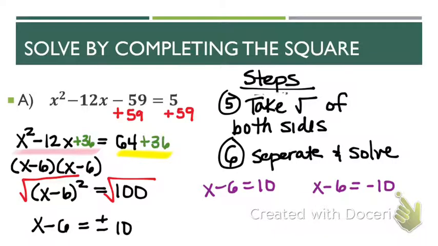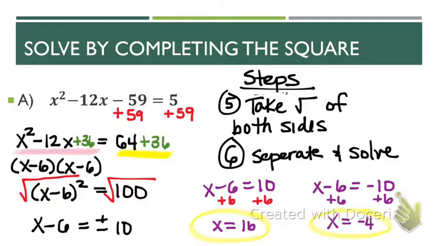So my two solutions, when I add 6, you should get x equals 16. That's your first solution. And then on the other side, when I add 6, what do you get? x equals what? -4.